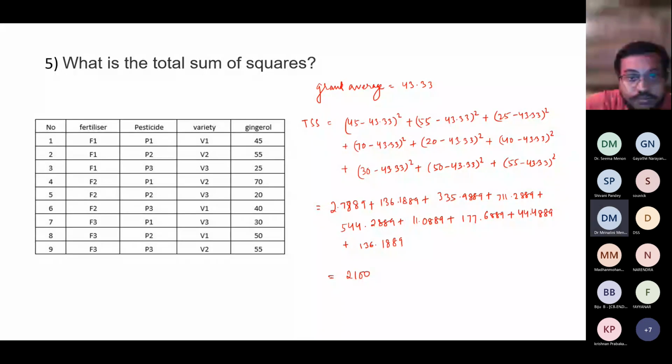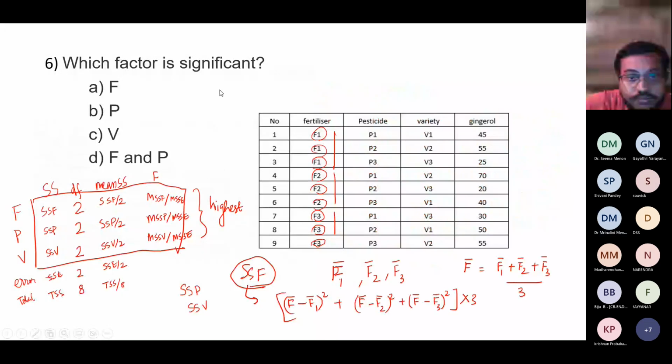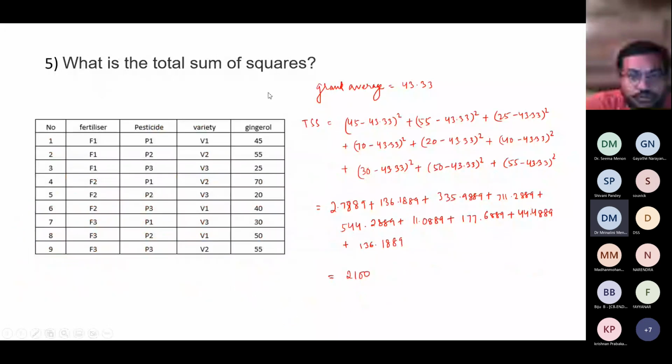For the last question, unlike SSF, which is the one where there is a multiplication because they are independent trials, the total sum of squares is just the sum of the squared differences. So this is the sum of squared differences of all the data points. We don't have anything else left to multiply because we are using everything. Right. Yeah. So the sixth question is, which factor is significant?